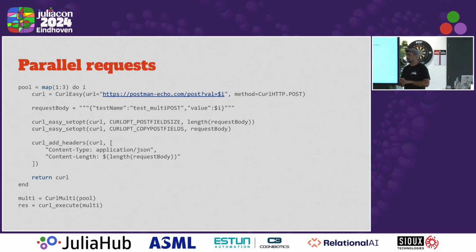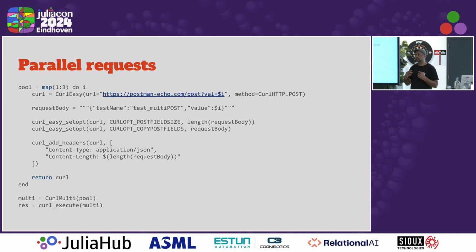So how do we do parallel requests? Again, not too hard. Like I said, you have curl easy, so you would create multiple curl easy objects, and then you would add them to a single curl multi object. So in this case, right at the bottom, we have multi is equal to curl multi, and the pool, which is an array of curl easy objects, and then you call curl execute on that. You can have different callbacks for each of the requests.